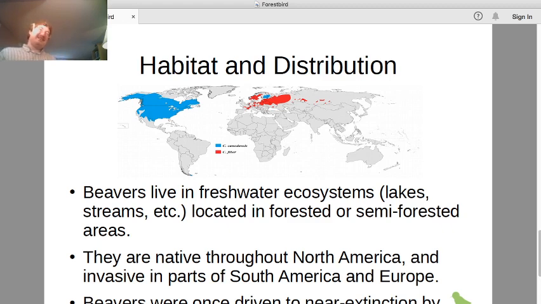Within this broad distribution, they live in freshwater ecosystems, so lakes, streams, etc. Beavers need some body of water to be resident in. They also need trees, so they often live in forests, but they can also live in areas that are mostly grassland as long as there are some trees present, and that can include human habitats. So beavers have done perfectly well living on, say, golf courses, which of course are designed to include water hazards and to include some trees, although they're mostly grass.